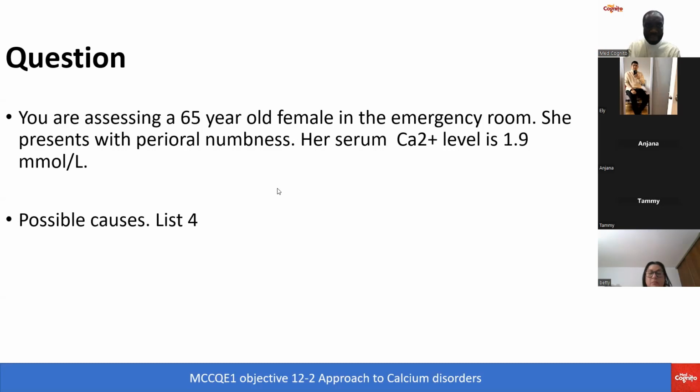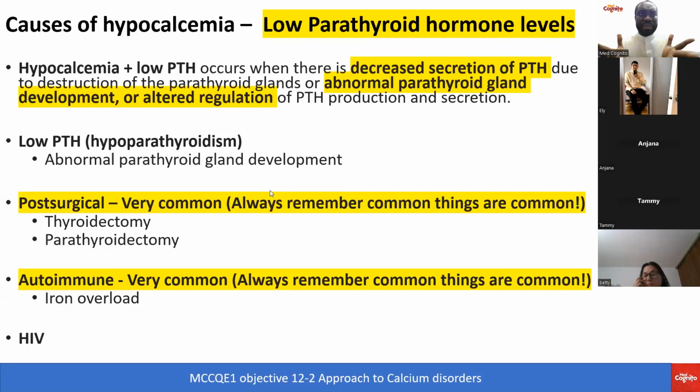Okay, good. So what are possible causes? What are the possible causes of hypocalcemia? Number 1, you can have a patient with hypocalcemia. Remember that I told you that, right? Like calcium levels, parathyroid, and vitamin D. You can have a patient with hypocalcemia who also has low parathyroid hormone levels. And for those people, number 1 is patients who have abnormal parathyroid gland development. So their parathyroid gland was not developed well, and therefore they are not producing good parathyroid hormone levels.